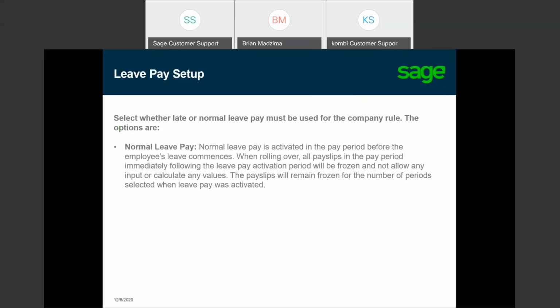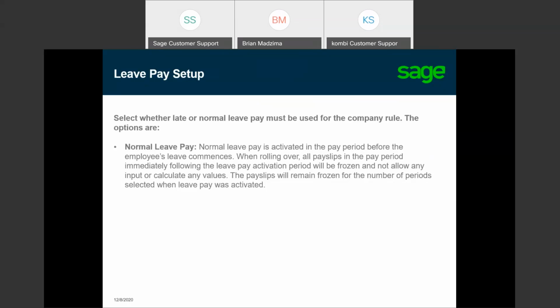So let's just discuss those two options. For normal leave pay, it is activated in the pay period before the employee's leave commences. So it means that when rolling over, all payslips in the pay period immediately following the leave pay activation period will be frozen and not allow any input or calculate any values. The payslips will remain frozen for the number of periods selected when leave pay is activated.